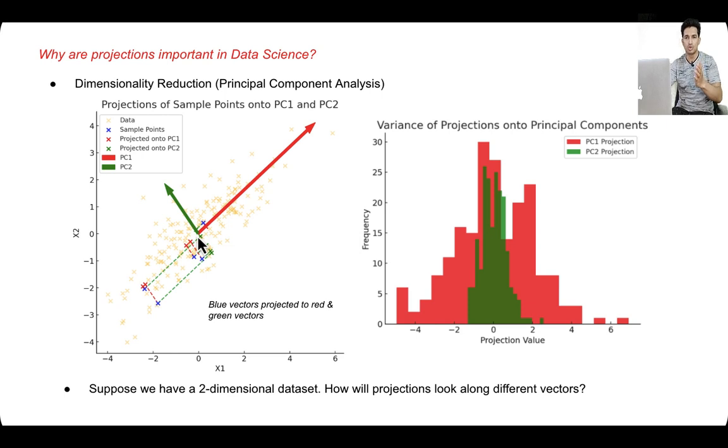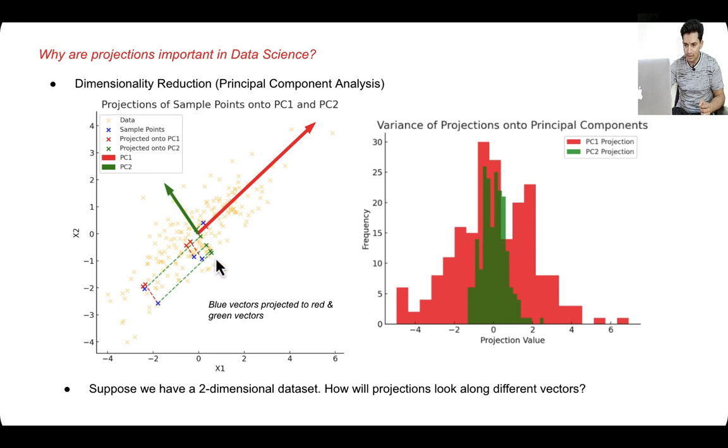Now which vector to take? There can be multiple vectors. For example, let's take this red vector and green vector. If we project all the yellow points to the red vector, we will have very high variance, while if we project all the points to the green vector, the variance will be low. Why? Because you can take the example of all the blue points. If I project these blue points on the red line, this point will fall here, this point will fall here, this point will fall here, this point will fall here, and this point will fall here. So we are capturing a good amount of variance.